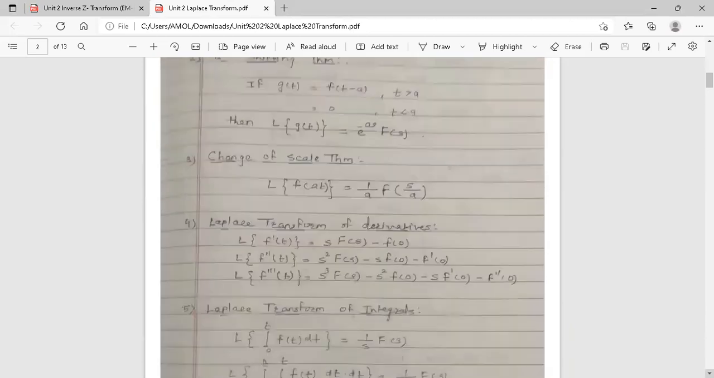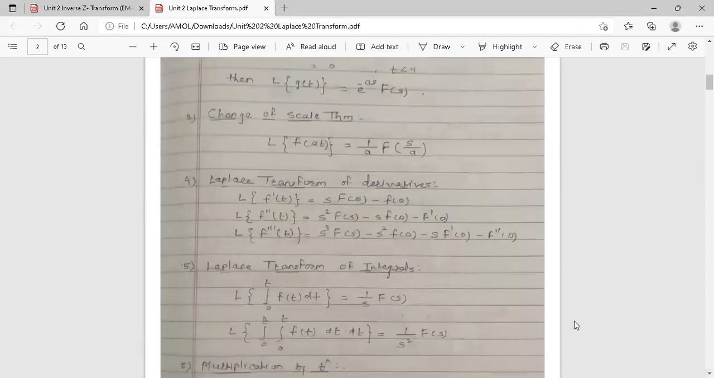Then, the next property is Laplace transform of derivative. Laplace transform of f dash of t is equal to s into f of s minus f of 0. Laplace transform of f double dash of t is equal to s square into f of s minus s into f of 0 minus f dash of 0. Laplace transform of f triple dash of t is equal to s cube f of s minus s square f of 0 minus s f dash of 0 minus f double dash of 0. So this is the Laplace transform of derivatives.